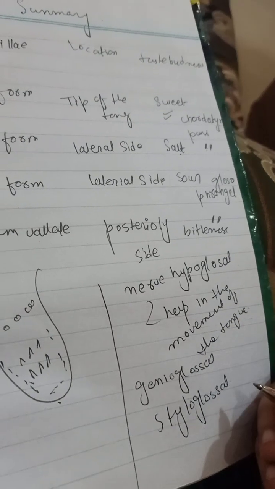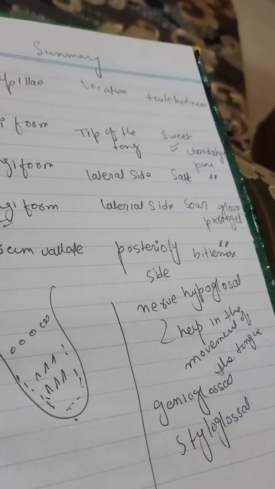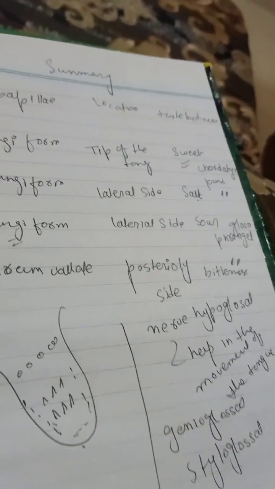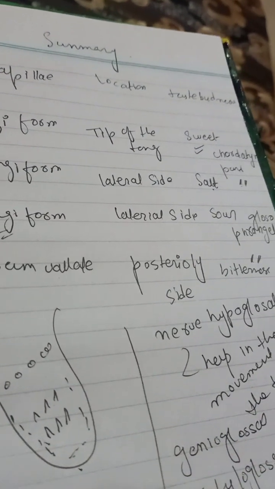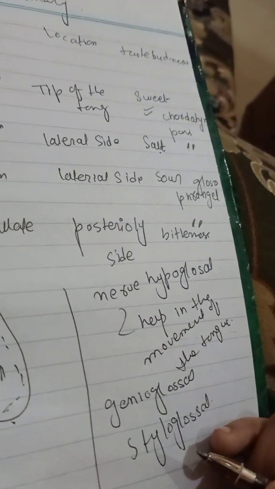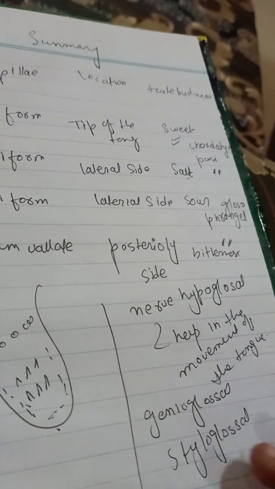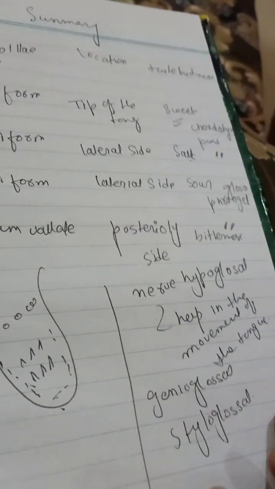Both of these muscles are composed of skeletal muscle, and they help in speaking, or you can say help in the movement of the food, swallowing and speaking. These both muscles help in the function of the tongue.